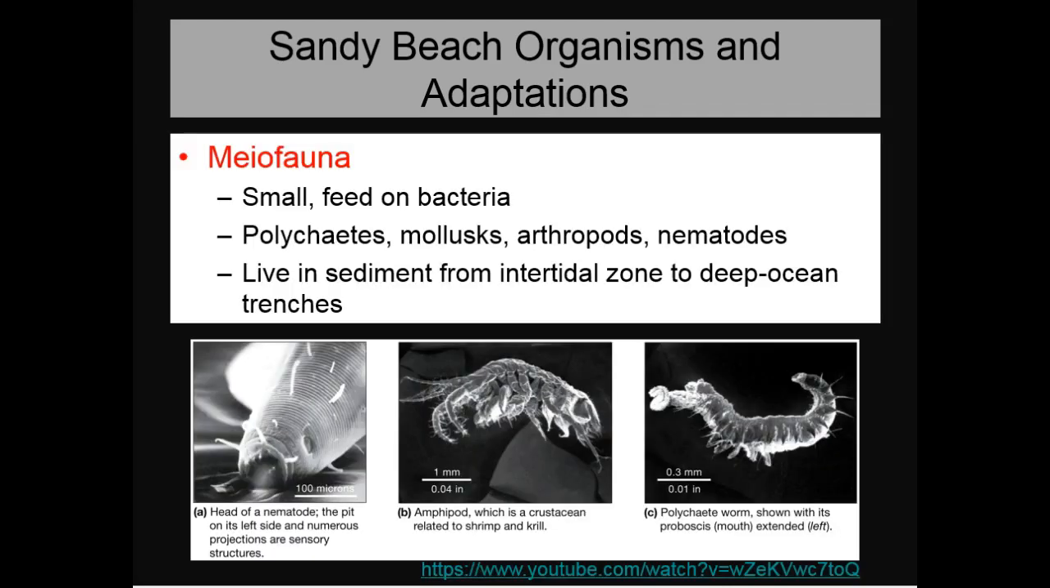The next category are meiofauna. Meio meaning very tiny. These are microscopic. You wouldn't necessarily see these with your eyes. If you look here, we have a nematode head, an amphipod, and a polychaete worm. And all of these are 1 millimeter or smaller. So they are very tiny organisms. They feed on bacteria. They live in the sand generally, but they could live outside of the sand as well. And they come in lots of different categories of life. The term meiofauna just describes how small they are.